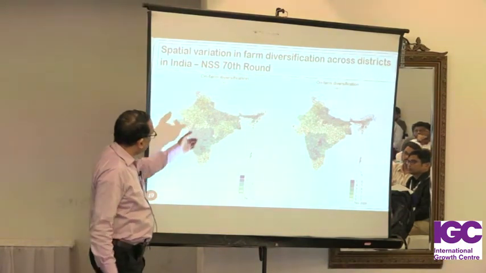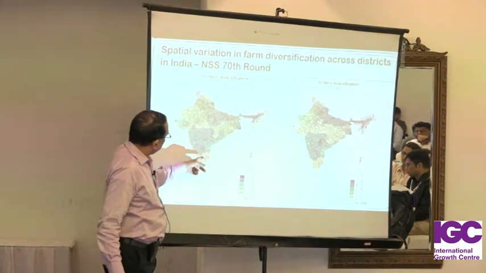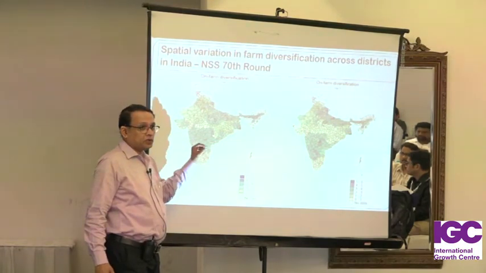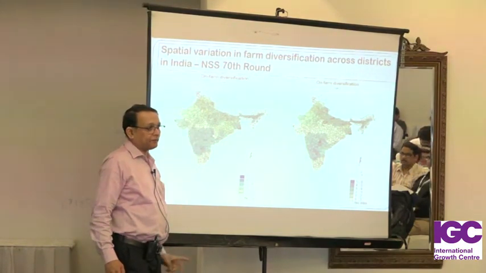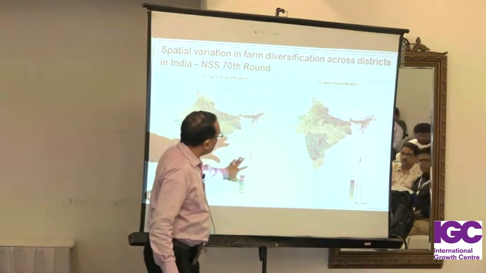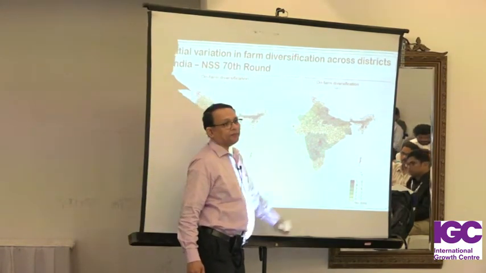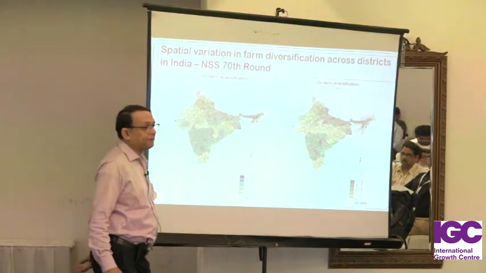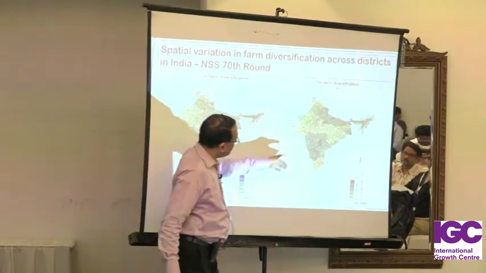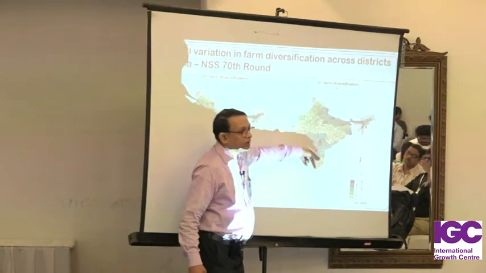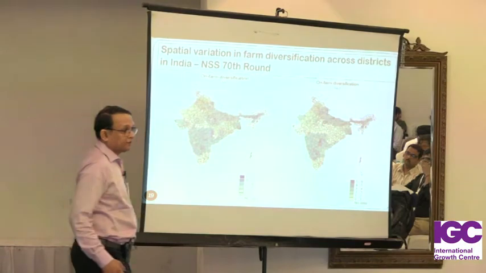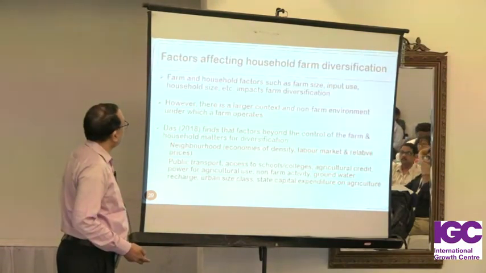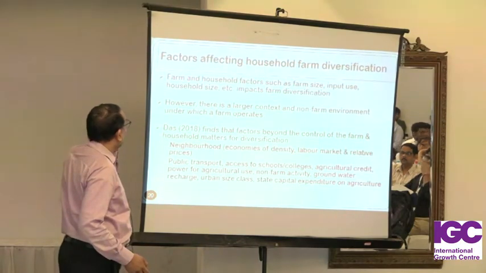So the point is that spatially you see that the level of diversification at the household level is also varying. In Kharif, it is far more than in Rabi. You see, the two maps are quite different. Here the number of activities also comes down in the Rabi season. You need irrigation, otherwise it won't work there. This is on farm. Okay.